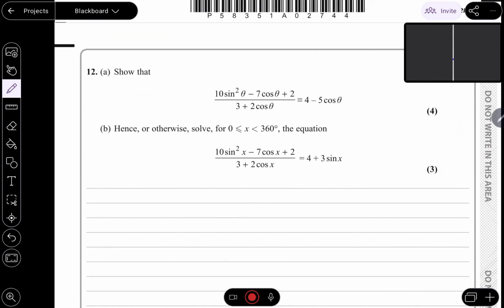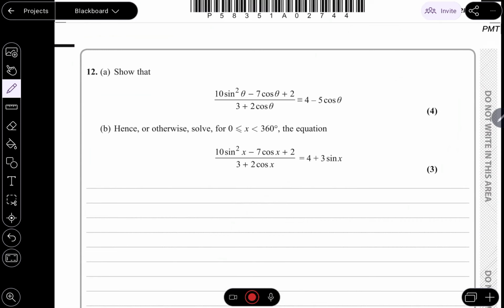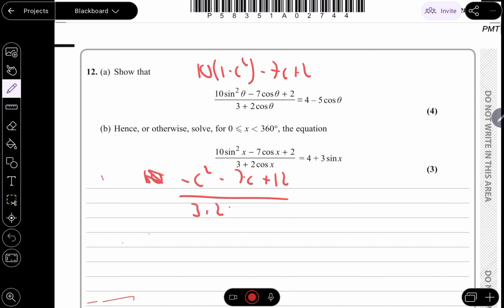Right, this question here looks like a beast of a question. There's a few things we could do immediately. I'm going to firstly just shorten this down a little bit like this. I reckon this will just factorize, right? So 10, should we write it? It will just factorize. So it's going to be 12. So it's minus c squared minus 7c plus 12 over 3 plus 2c.